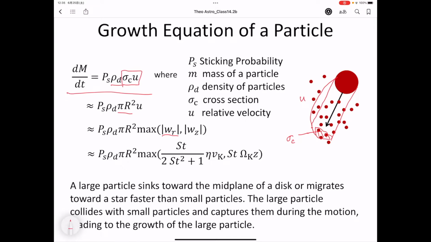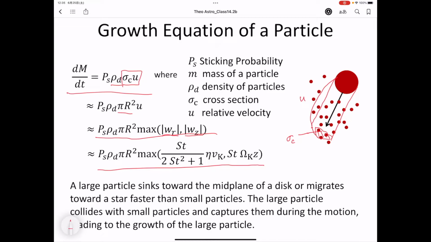And also the falling speed of the particle is dependent on the size of the particles. So relative velocity can be approximated by the difference of the falling speed of the particle toward the midplane of a disk. So we could approximate the growth equation of the particle. And the W_R and W_G, we have already discovered expressions. Growth equation of the particle can be expressed with this equation.